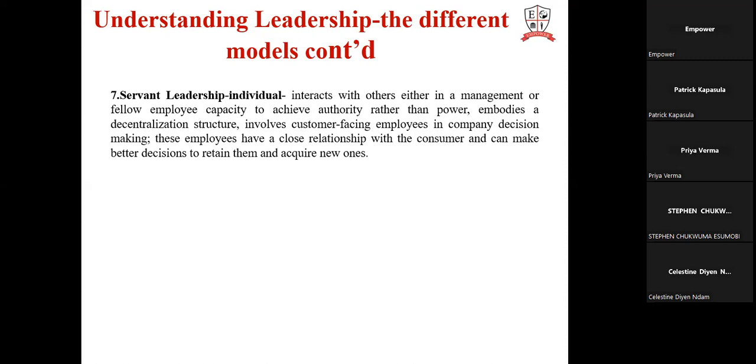Servant leadership. In this leadership model, there is interaction with others, either in a management or fellow employee capacity, to achieve authority rather than power. It embodies a decentralization structure and involves customer-facing employees in company decision-making. These employees have a close relationship with the consumer and can make better decisions to retain them and acquire new ones.